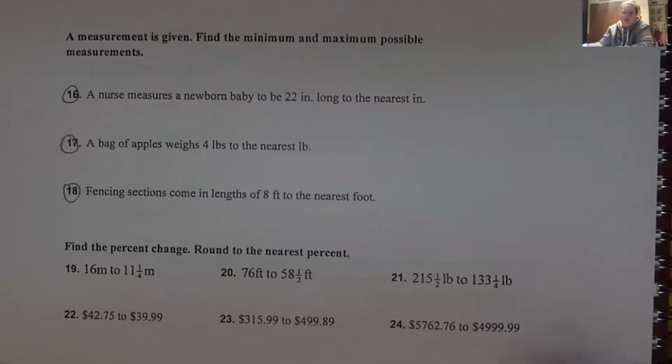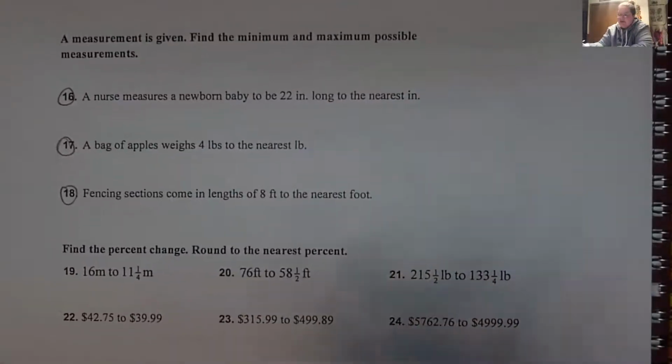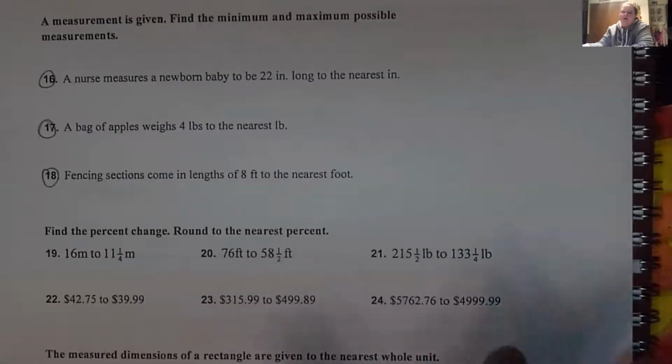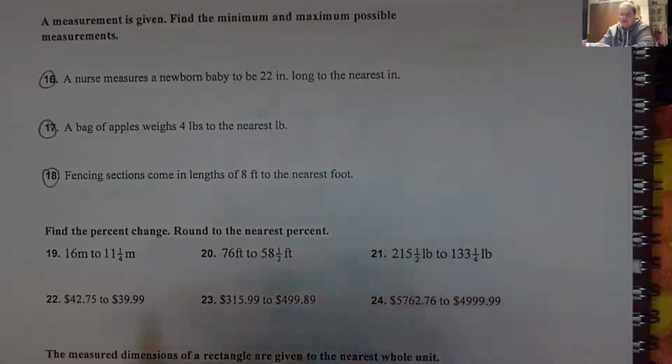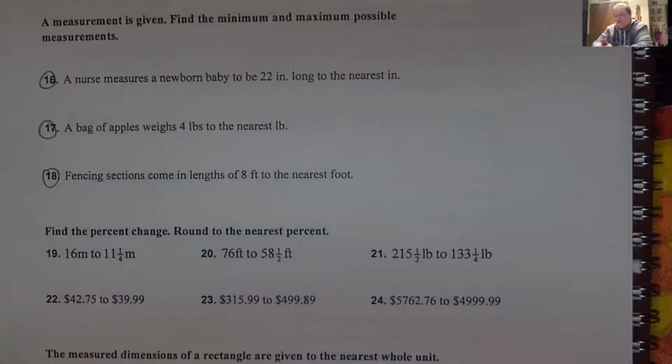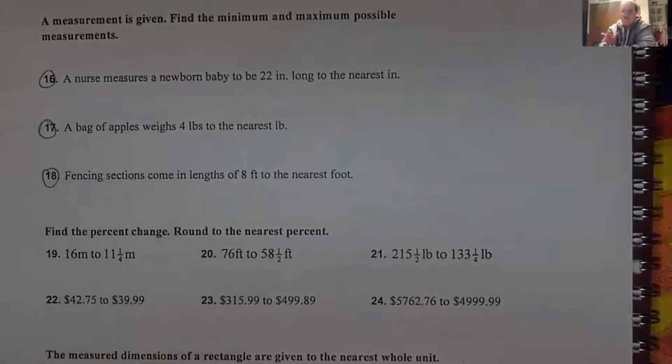Okay, so let's go to the back side. We're going to do 16, 17, and 18 together. It says a measurement is given, find the minimum and maximum possible measurements. Okay, so when you are measuring, there's always a chance that you'll have error because we're humans. We have human error. So what we do when we have that is we assume that we could be off by a half a unit of whatever we measured to. So if I measured to a half a foot, I could be off by a half of a foot, which would be 0.25.